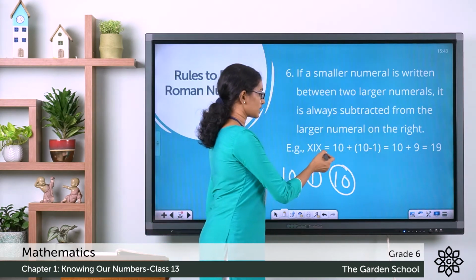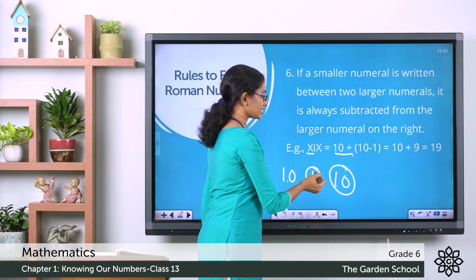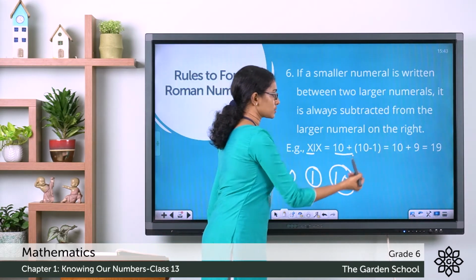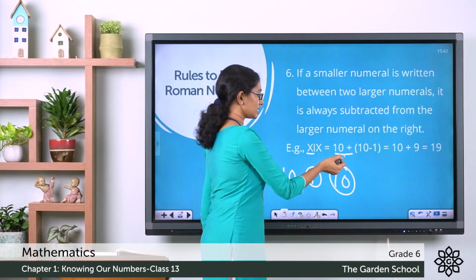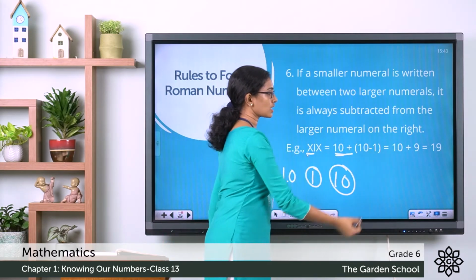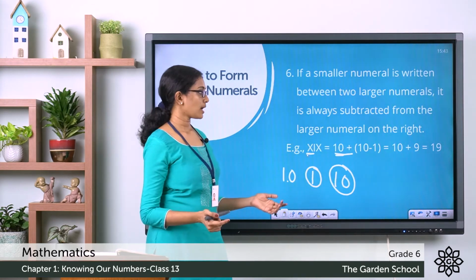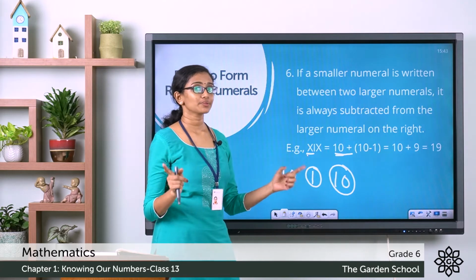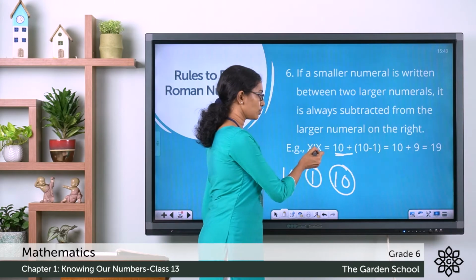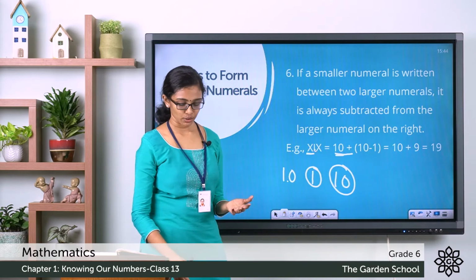See? So this can be written as this 10, plus, see, you have to subtract this 1 from this 10. So that goes inside the bracket. 10 minus 1, and that equals this 10, which is the value of this X, plus 10 minus 1 equals 9. So that equals a total of 19. So keep in mind, a smaller numeral written in between two larger numerals. When you have a Roman numeral like that, you have to subtract the smaller numeral from the larger numeral on the right. Now let's see the next rule.